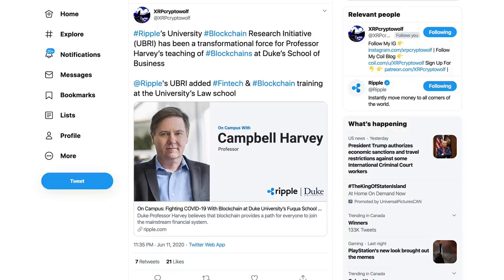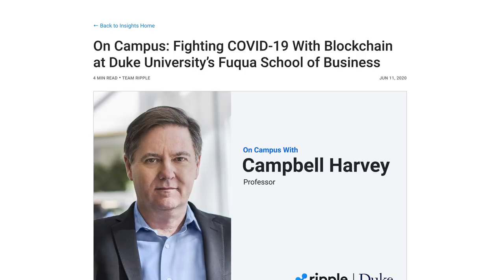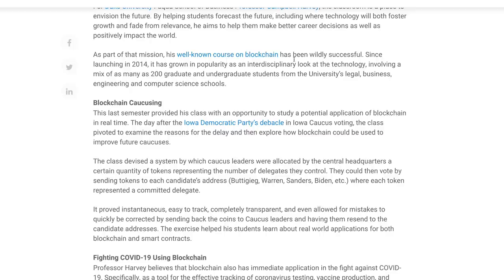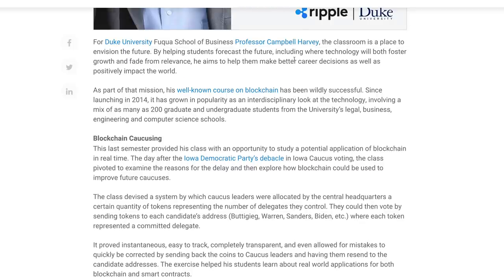Also from XRP Crypto Wolf, Ripple's University Blockchain Research Initiative, UBRI, has been a transformational force for Professor Harvey's teaching of blockchains at Duke University. So we know Ripple had this initiative where they were helping to fund some university programs to help build blockchain technology, to get a new generation of kids interested in coding. And so now the pandemic has added another element to the mix.